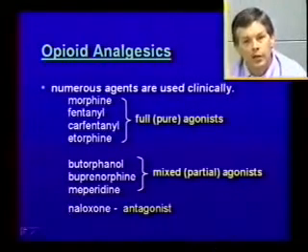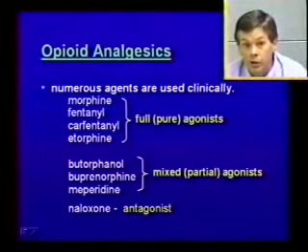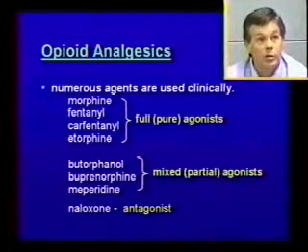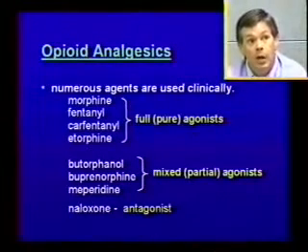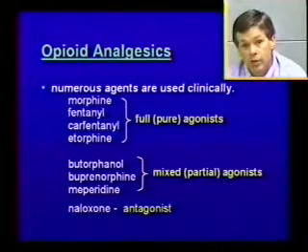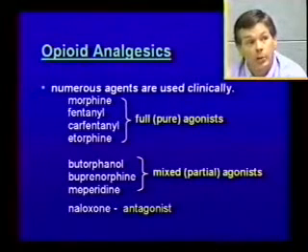Now, there are many opiate agents that are used clinically. Again, these are controlled drugs, so you must have an appropriate DEA license to work with and prescribe these agents. I've listed some of them here, and also separated for you some of the sub-classifications of the opiates that are used to describe these agents.